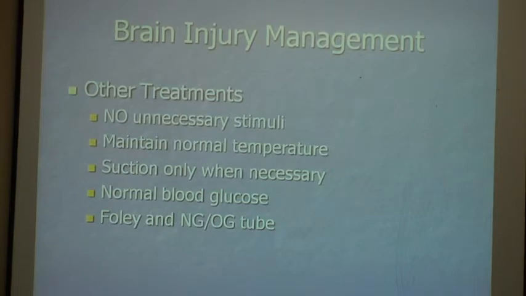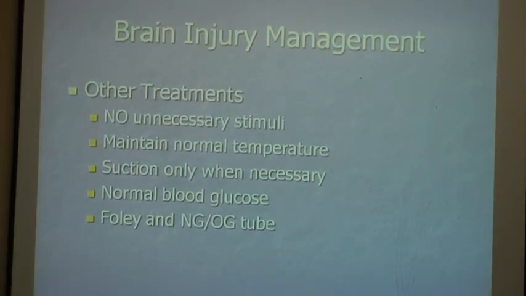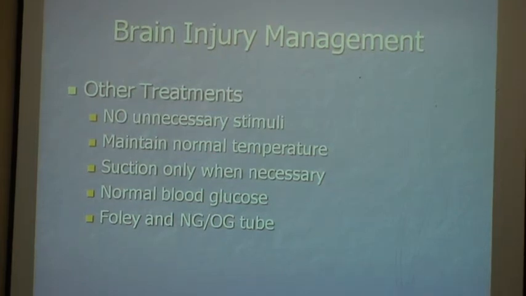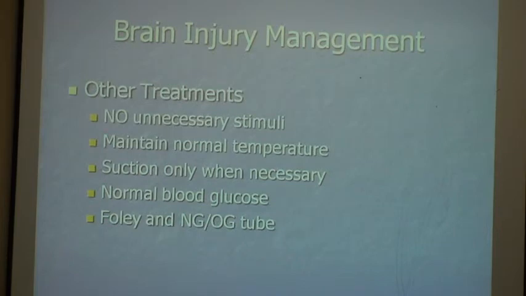Some of the other things that we want to do, really keep stimuli in the room to a bare minimum, keep the lights down, visitors to a minimum. When family comes in, I don't mind having family in with neuro patients, but I try to do a lot of education with them that just being there and a quiet word or two to their family member is okay, but hugging and leaning over the bed and rubbing their back, rubbing their face is not good for them. Any unnecessary stimuli, we need to cut it out.